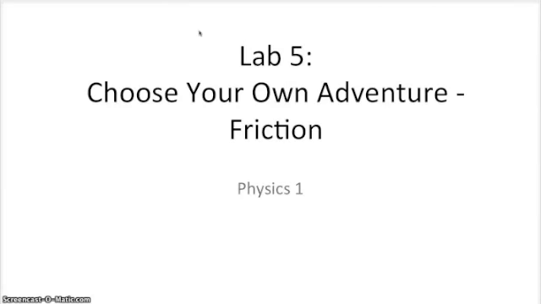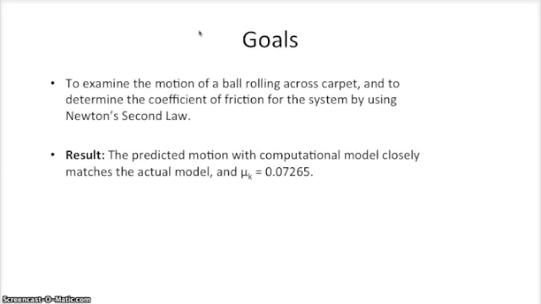This is Lab 5, Choose Your Own Adventure, and I chose to model friction. The goals of this lab were to examine the motion of a ball rolling across carpet and to determine the coefficient of friction for the system by using Newton's second law. The result was that the predicted motion with the computational model closely matched the actual motion, and in the end I determined that the coefficient of kinetic friction was about 0.07.